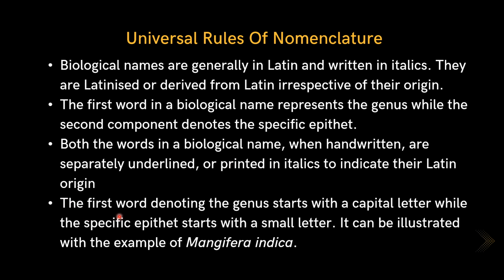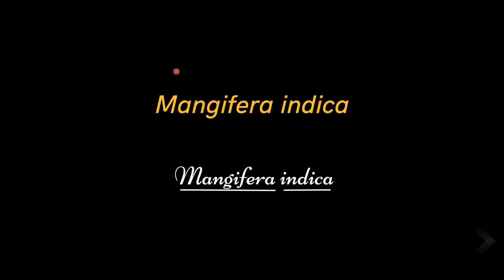Okay, so fourth is the first word denoting the genus starts with a capital letter while the specific epithet starts with a small letter. It can be illustrated with the example of Mangifera indica. I will be telling you it in the next slide as well. See, this is typed form. It is written in italics, and whenever it is handwritten, it is separately underlined. And the first letter of this generic name is written in capitals, while the first letter in the specific name is written in small.